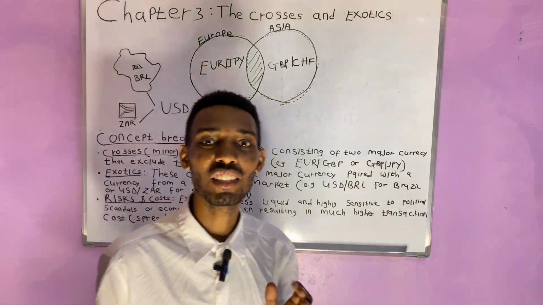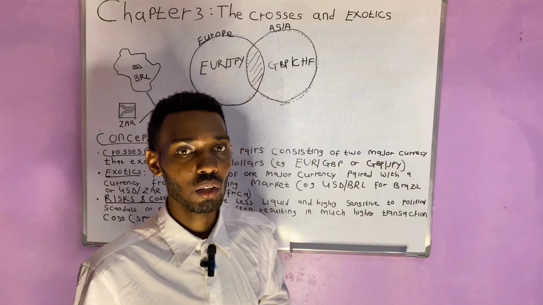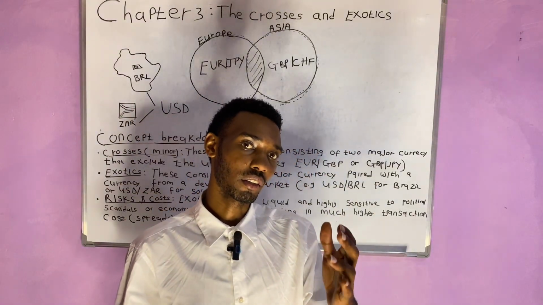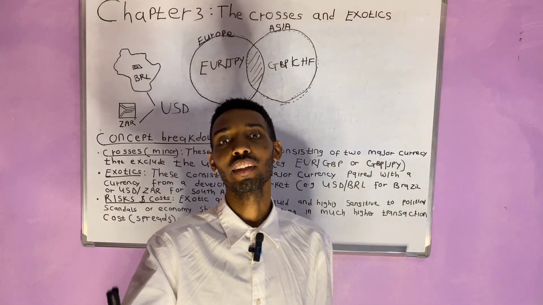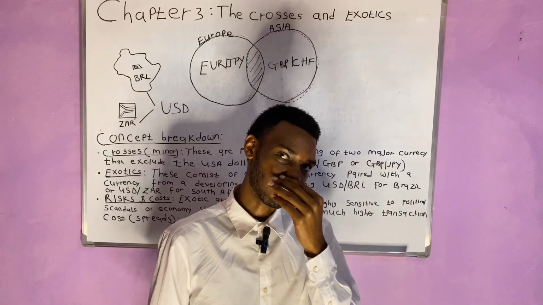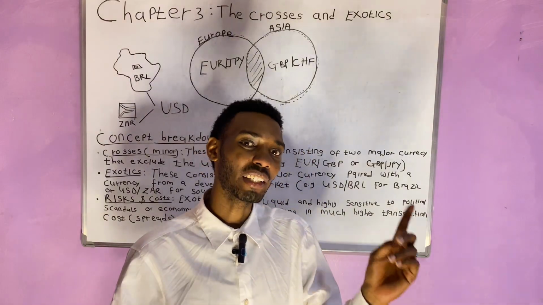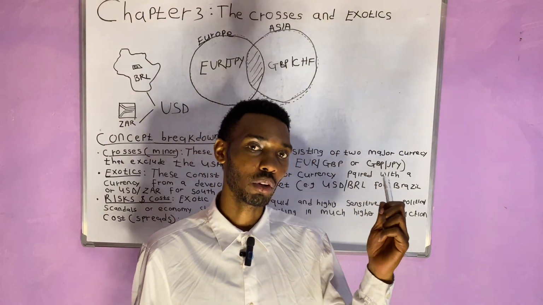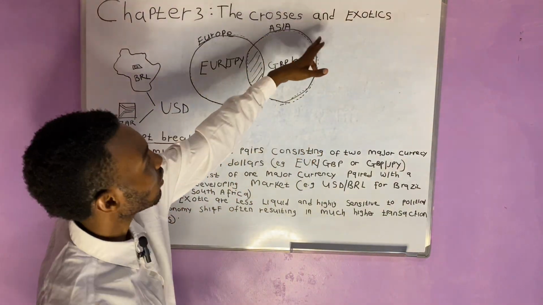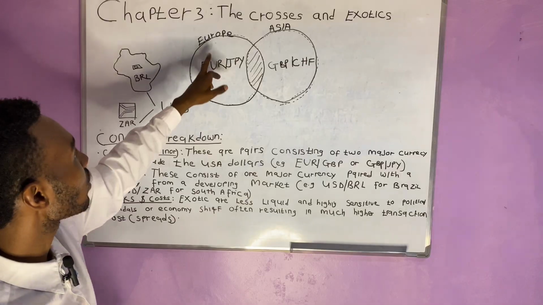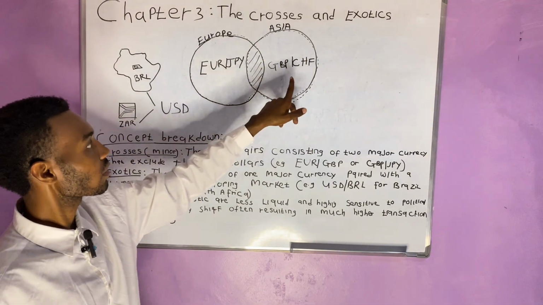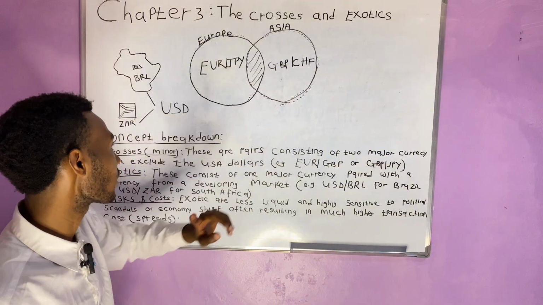The crosses are the minor currencies. We talked about the major, the minor, and the exotics in the last chapter. We have talked about the major, so now we're going to talk about the minor. Here you look at Europe and Asia: Euro, JPY, GBP, and CHF.